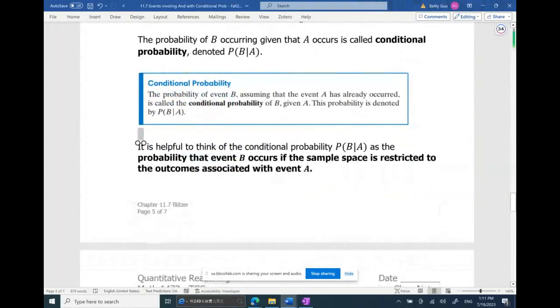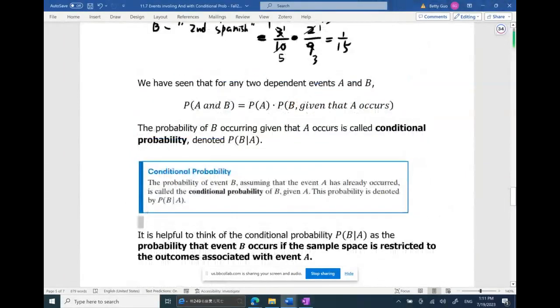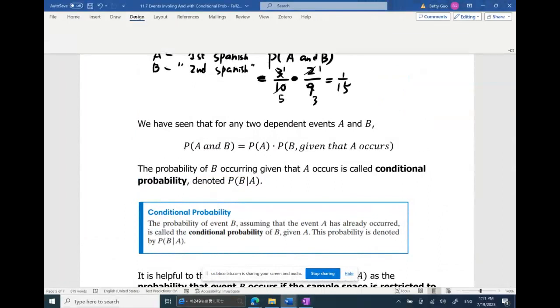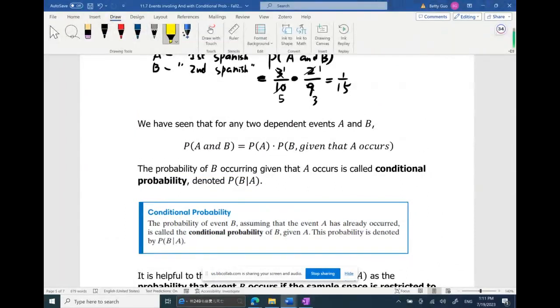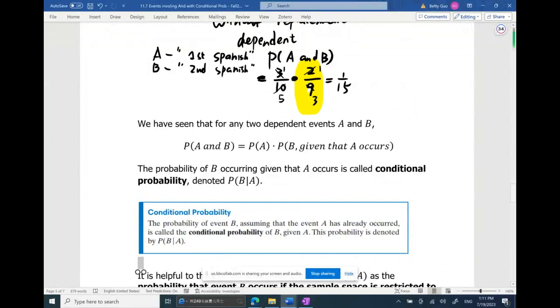Conditional probability. I explained the definition of conditional probability, right? This is a conditional probability. You might not even be aware of that. But that is a conditional because you assume the first time you already got a Spanish-speaking friend. So when you apply the fundamental counting principle, sometimes you are not even thinking of the conditional, but actually the second probability is a conditional.